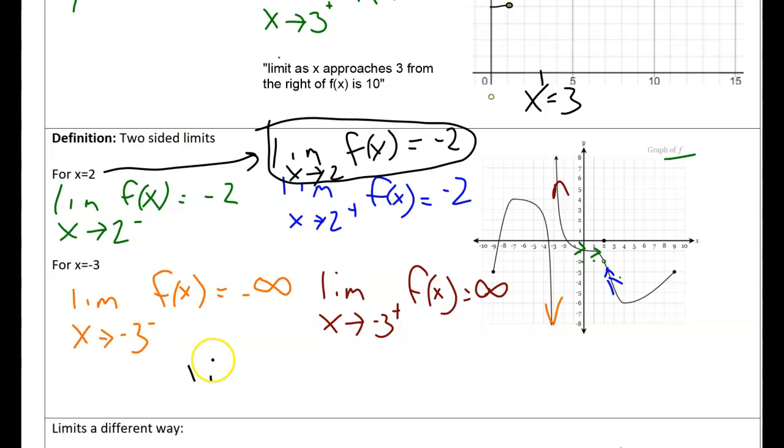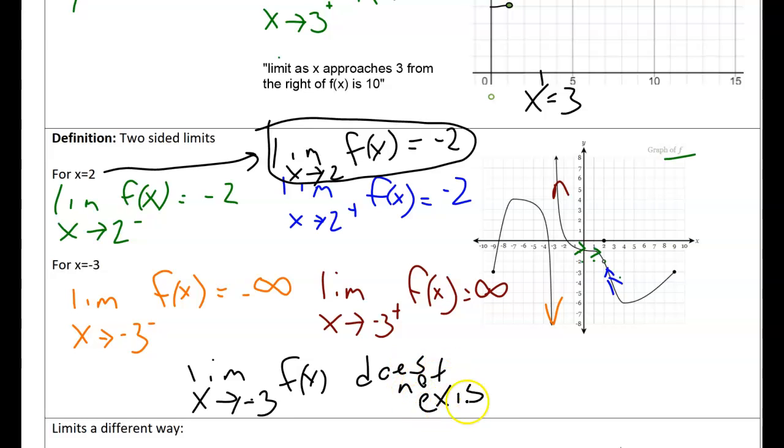However, if I wanted to do that at negative 3, and again, no plus or minus here, I would say this limit does not exist. And that's because the left and right limits are not the same. So it doesn't make sense to talk about in general which direction does the function approach, because it's different depending on where I'm standing. If I'm standing over here, I end up at one spot. If I'm standing over here, I end up at a different spot.